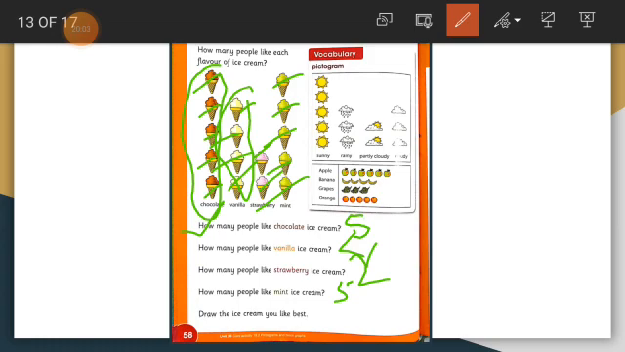Okay, draw the ice cream you like best. I like the chocolate, so I will draw it over here. Which ice cream? Chocolate. Yes, I will draw the chocolate over here.